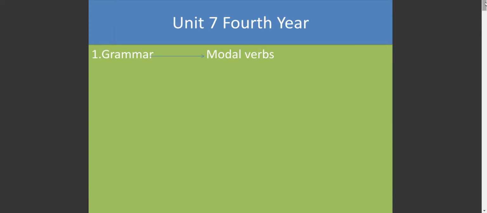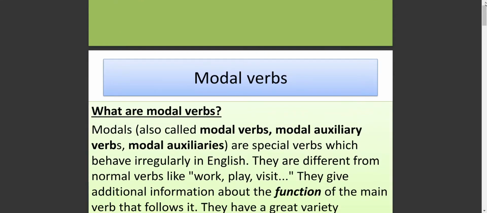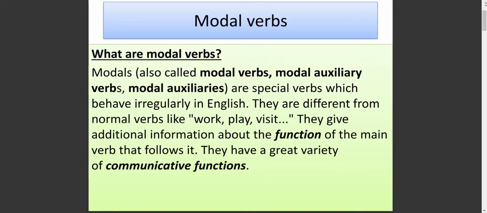Fourth stage, dear students, today we will start talking about Unit 7. What do you have in Unit 7? We have grammar and we have modal verbs. Let's come to the second slide, and we have to know what modal verbs are. What are the modal verbs?